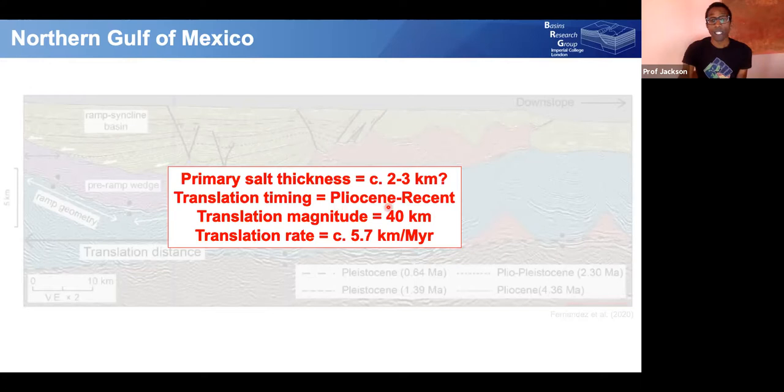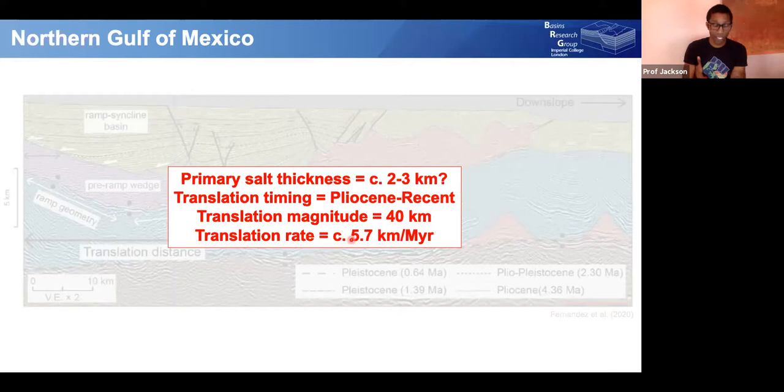Translation timing is Pliocene to recent, so relatively young. We see translation magnitudes which are extreme here, 40 kilometers in less than 10 million years, let's say. And that gives us very fast rates of almost 6 kilometers per million years. So we have these very rapid translation rates in this Northern Gulf of Mexico case.